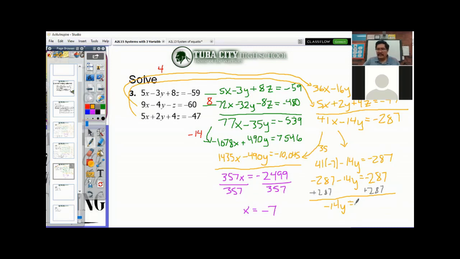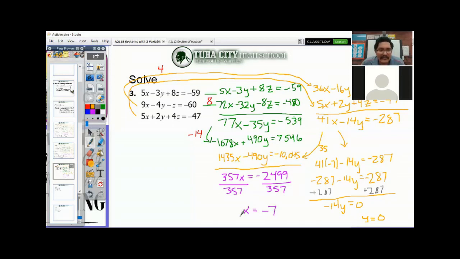Now, 287 minus 287 is going to be 0. So what number can I multiply by -14 in order to get 0? Well, that would be 0 because zero product property says anything times 0 is always going to be 0. So if I have a number times -14 that comes out to be 0, that means the only number that's going to work is 0. So now we have the x, now we have the y. Let's go ahead and find the z.